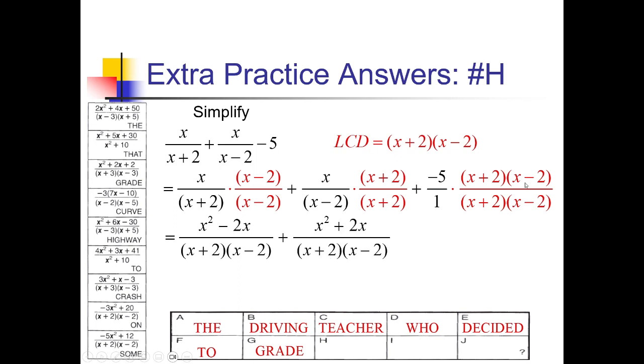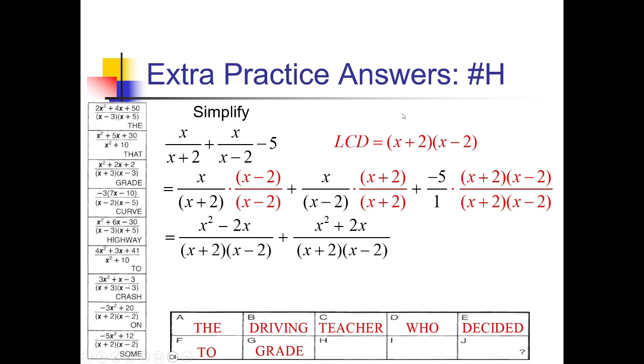Now, for this last one, I'm going to do this in 2 steps. I would like to multiply the x plus 2 and x minus 2 together, and then I will distribute the negative 5 to it. So I'll do that first multiplication up here, just so I don't have to rewrite the entire fraction twice. So we've got basically a plus b, a minus b sort of situation.